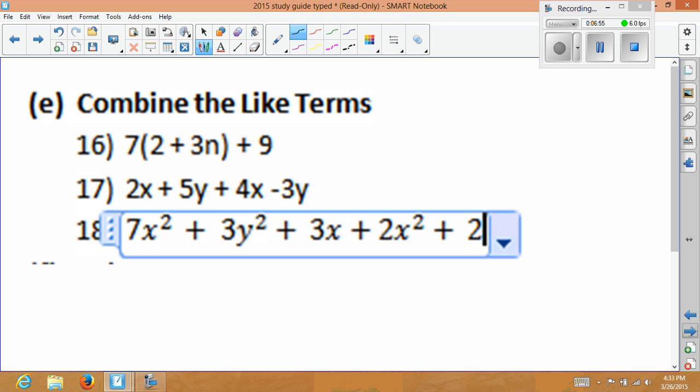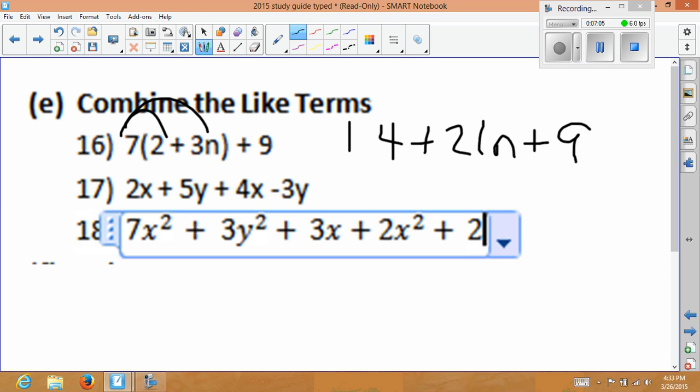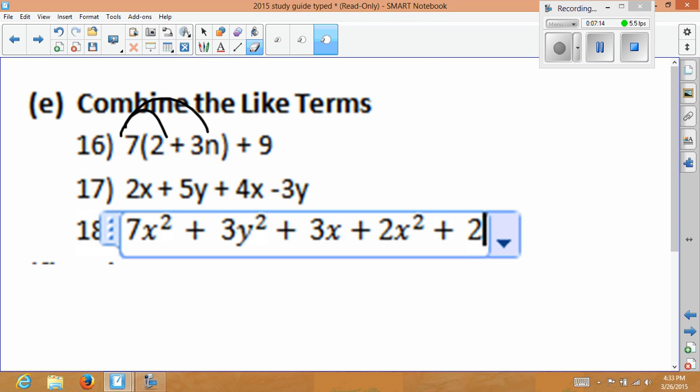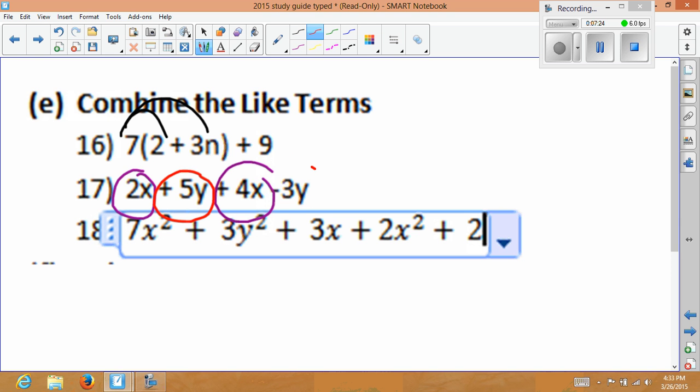Okay. Next part, combine like terms. Draw a rainbow to each term. We've got 14 plus 21n plus 9. The only things I can put together are these two. So my answer would be 23 plus 21n. Okay. Next one. No rainbow. So remember, you're going to do same variable, same power. So I'm going to put 2x plus 4x, and then plus 5y minus 3y. So you put your y's together, you put your x's together, and you get your answer.